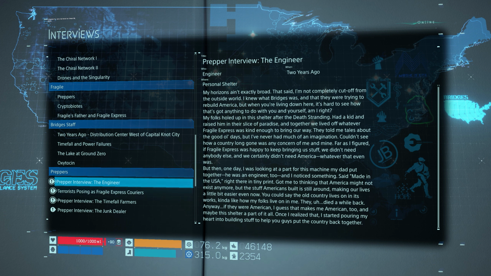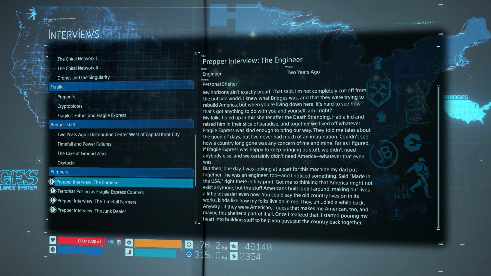My horizons ain't exactly broad. That said, I'm not completely cut off from the outside world. I knew what Bridges was, and that they were trying to rebuild America. But when you're living down here, it's hard to see how that's got anything to do with you and yourself, right? My folks holed up in this shelter after the Death Stranding, had a kid, and raised him in their slice of paradise. And together we lived off whatever Fragile Express was kind enough to bring our way. They told me tales about the good old days, but I never had much of an imagination. Couldn't see how a country long gone was any concern of mine. As far as I figured, if Fragile Express was happy to keep bringing us stuff, we didn't need anyone else, and we certainly didn't need America.